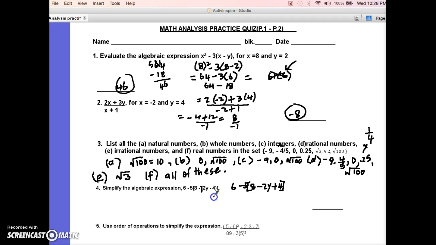Okay. Next, I'm going to do the bigger parentheses now. Leave the -5 as is. And then in here I have 8 plus 4. That gives me 12. 12 minus 2y.